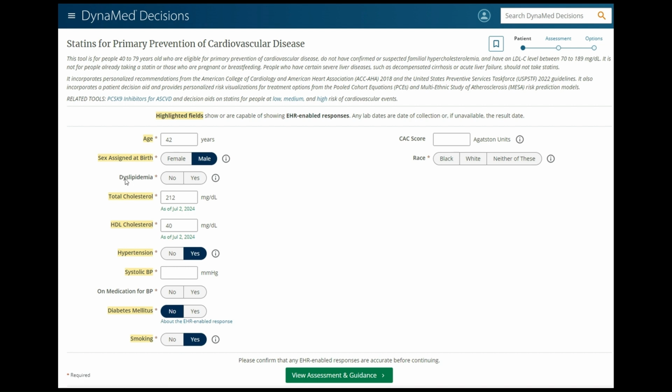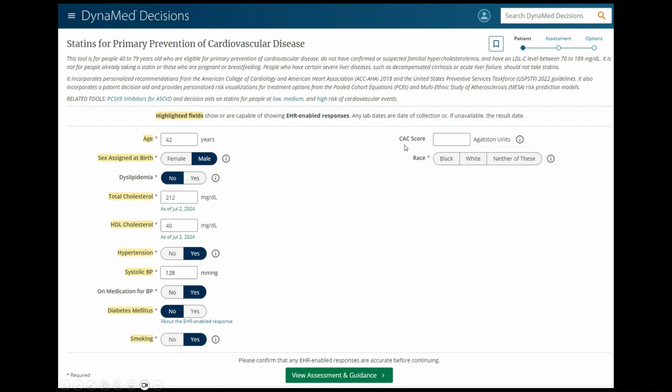So in this case, let's say that this person does not have dyslipidemia, although based on the pattern of total and HDL, they may be headed that way. But let's say for now that they don't currently have a diagnosis of dyslipidemia. And then for systolic blood pressure, let's say their systolic blood pressure on the visit today is 128, and they are on medication for blood pressure.